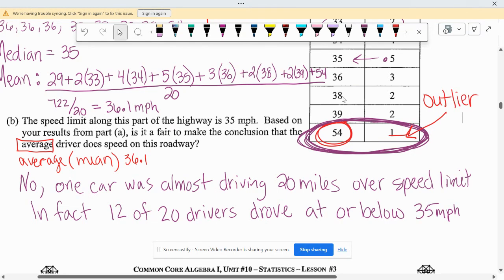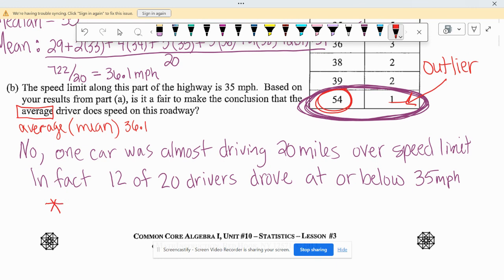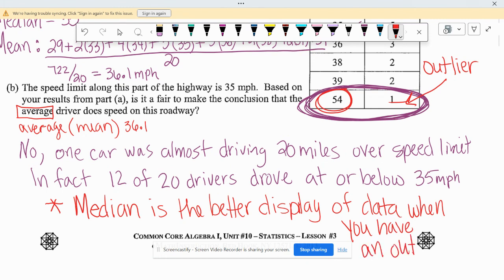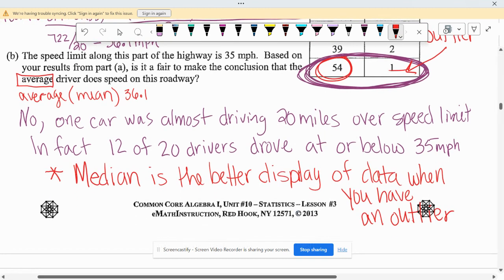So when you're using central tendencies, this is special. Median is the better display or representation of data when you have an outlier. So when you have an outlier, you want to choose the median over the mean. Okay, you want to choose the median over the mean.